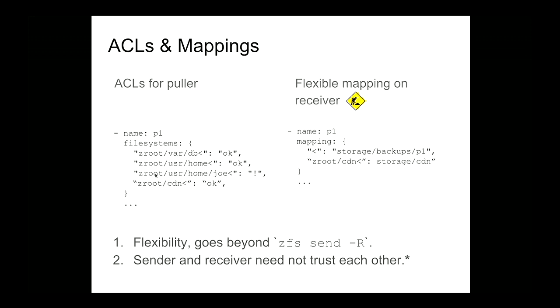You can define on the site that is being pulled, so imagine the PG01 server here, which file systems are actually allowed to be accessed and visible to the other side. So you can say, I want the other side to see everything in 0/var/db and below it. This is what this angle bracket represents, like a tree that spans up. And you can also see 0/usr/home, but you cannot see what 0/usr/home/joe has in his home directory. And this is because Joe is paranoid and doesn't want his home directory to be replicated somewhere.